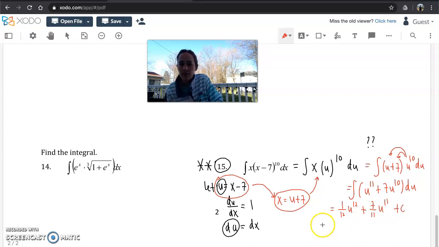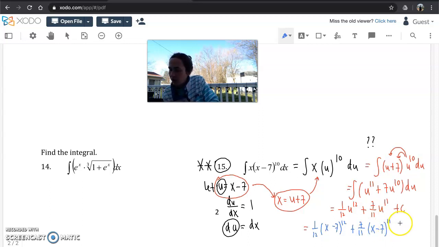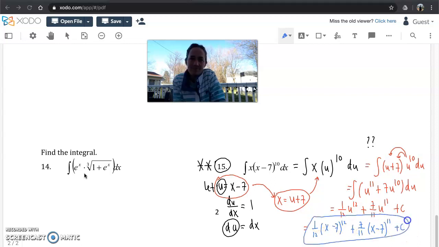And we're almost set. The last part of this is just to plug back in for u, right? From what we originally had set u equal to. So we set it equal to x minus 7. 1/12 times (x minus 7) to the 12th. Does that look okay? Plus 7/11, and then (x minus 7) to the 11th. And we can call the last part plus c. This is indefinite. I am impressed. We are getting to some integrals that are not very easy. And so kudos for getting through something like number 15.